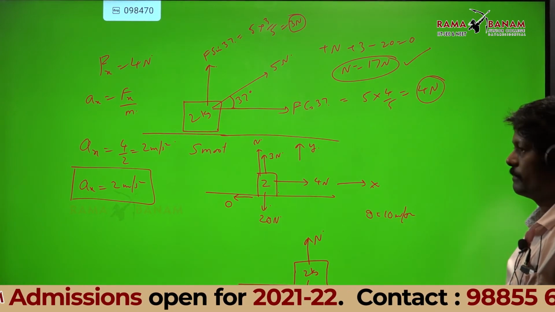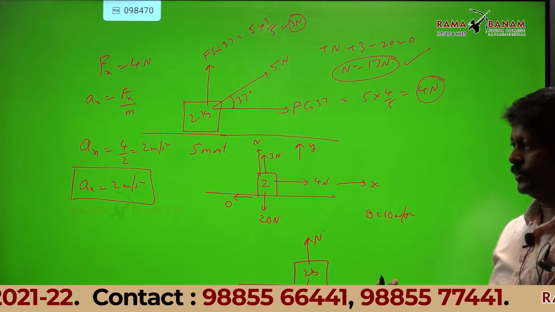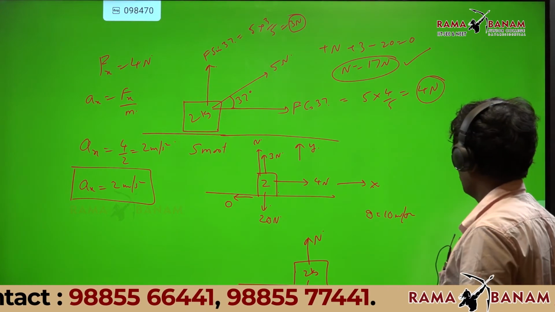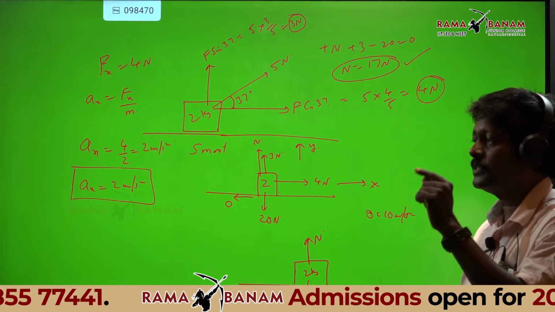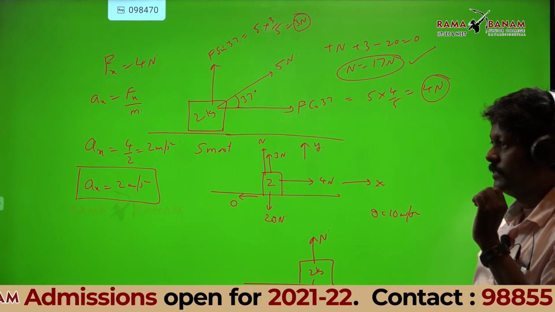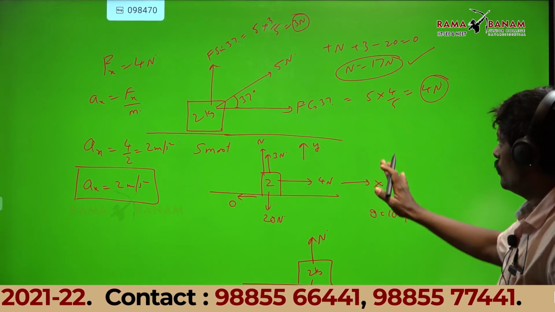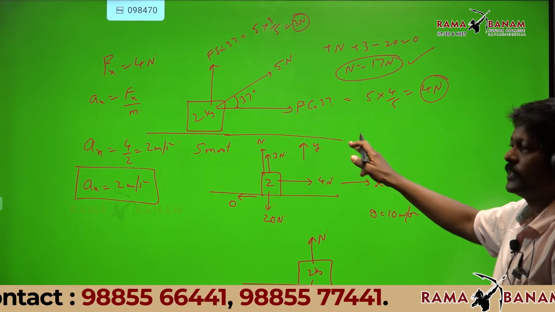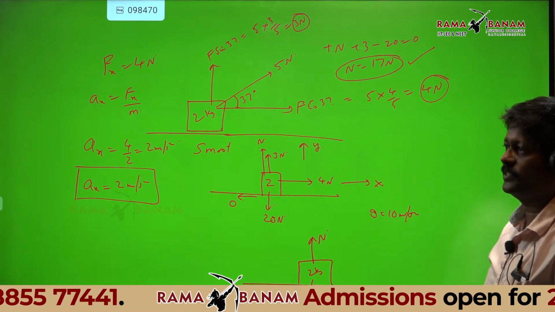Sir, can we find it without the division of components of acceleration? No, we can't, because I will tell you. First write down this point. That is the reason why vectors are so important. By splitting vectors into components, the problem becomes easy. That is the use of splitting.